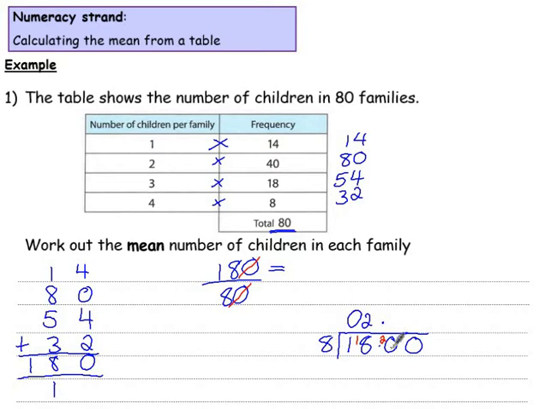Then how many 8s go into 20? That's 2, and 2 8s are 16, so we know there's 4 left over. And then how many 8s go into 40? That's 5. So our answer is 2.25.